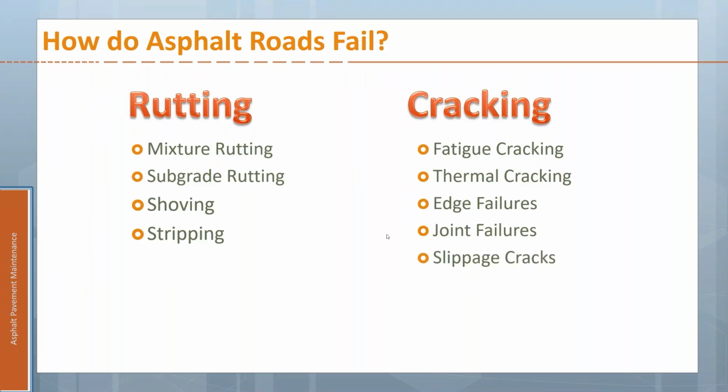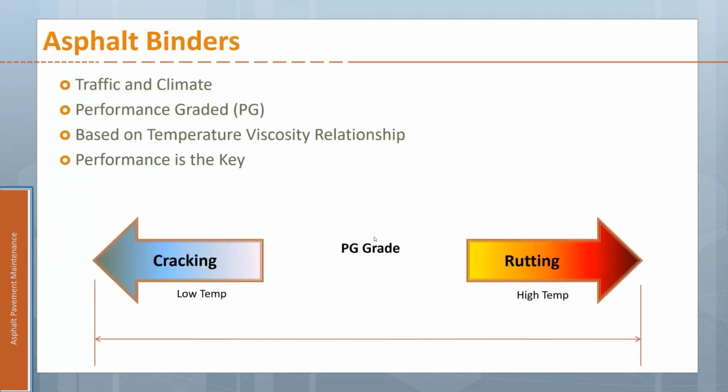even slippage cracks. Now, asphalt binder, the oil that goes into the mix, is very much dependent on temperature. Not just when we make it, we heat it up, it's more of a liquid. When it cools down to ambient temperature, it's more of a solid. But also we need to take into effect the traffic and the climate. And the climate temperature range is also going to affect how those oils will perform.